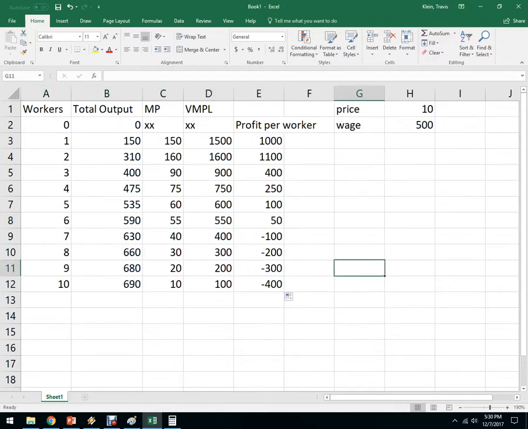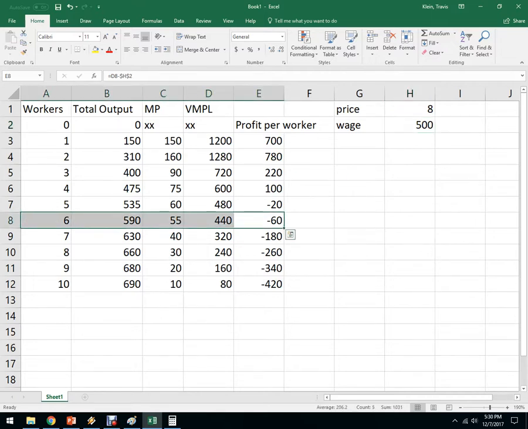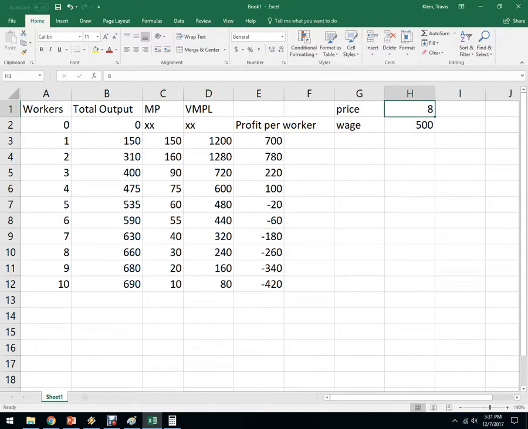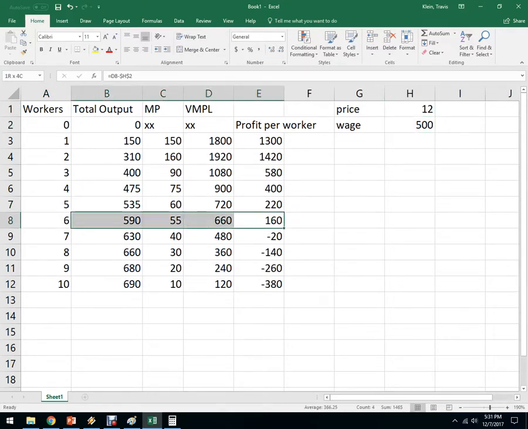Okay, what's cool about Excel, and if you're really running a business, you could say, well, what happens if we've got to cut the price of the puzzles down to $8? What happens here? I was hiring six workers. Now I'm going to have to let some workers go. I'm only going to hire four workers now, right? If the price of puzzles goes up to $12, I can hire those two additional workers back.